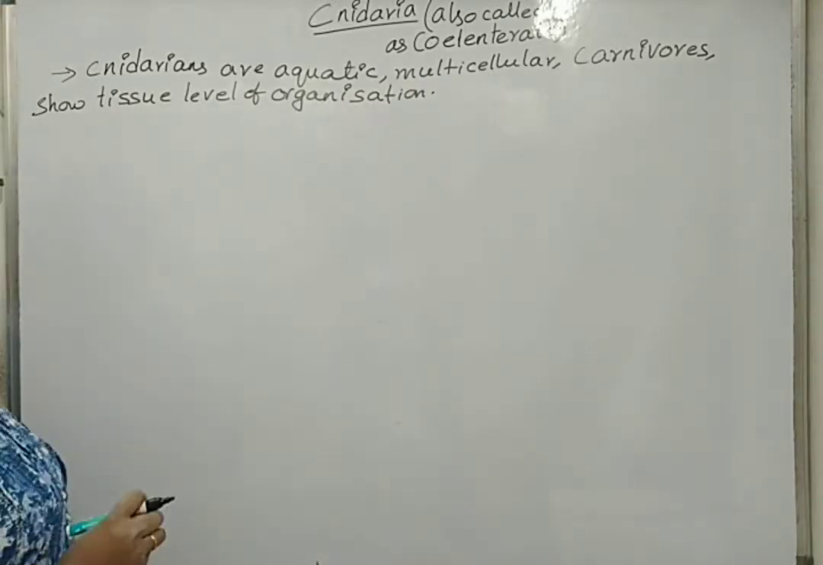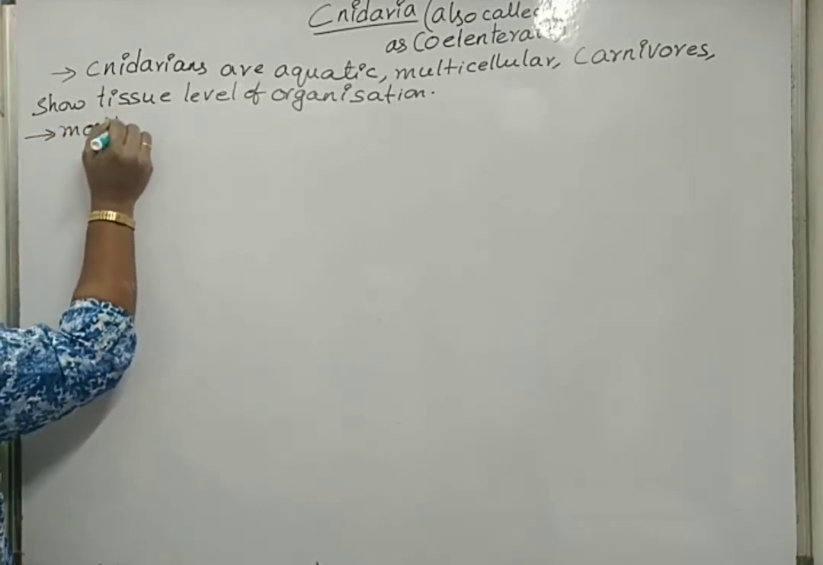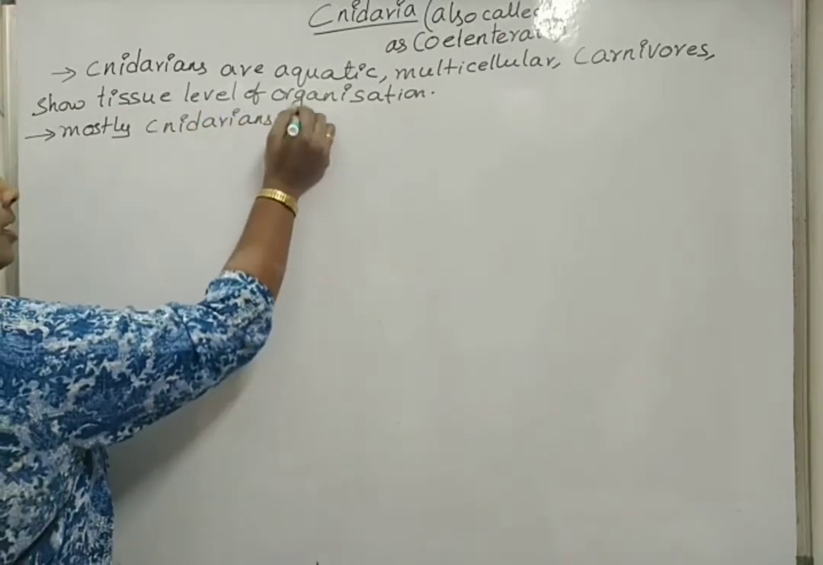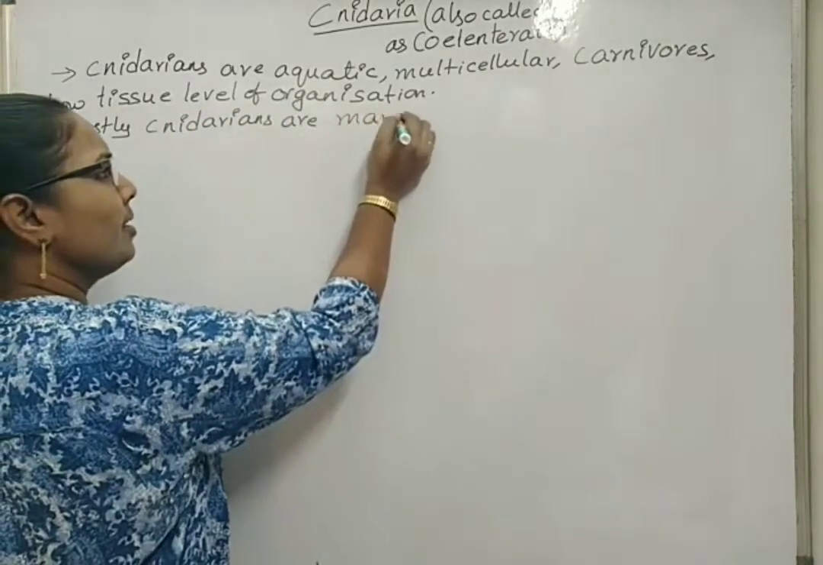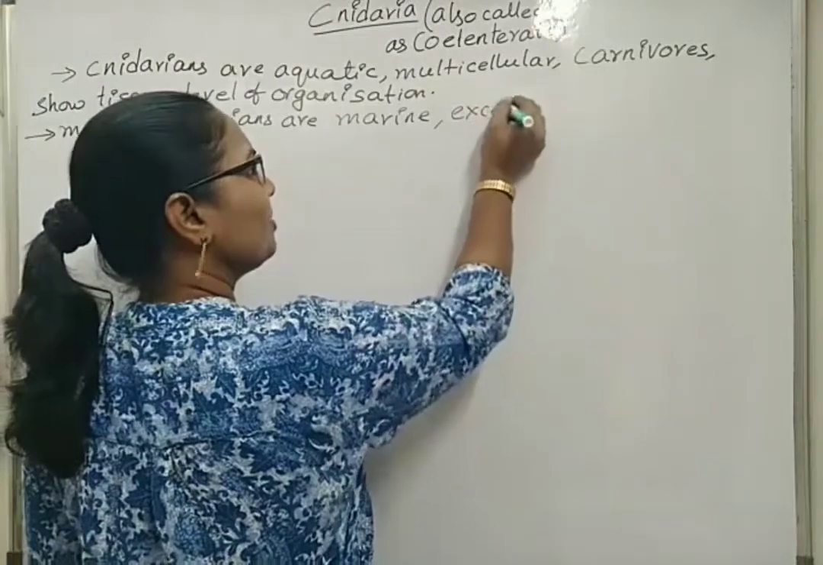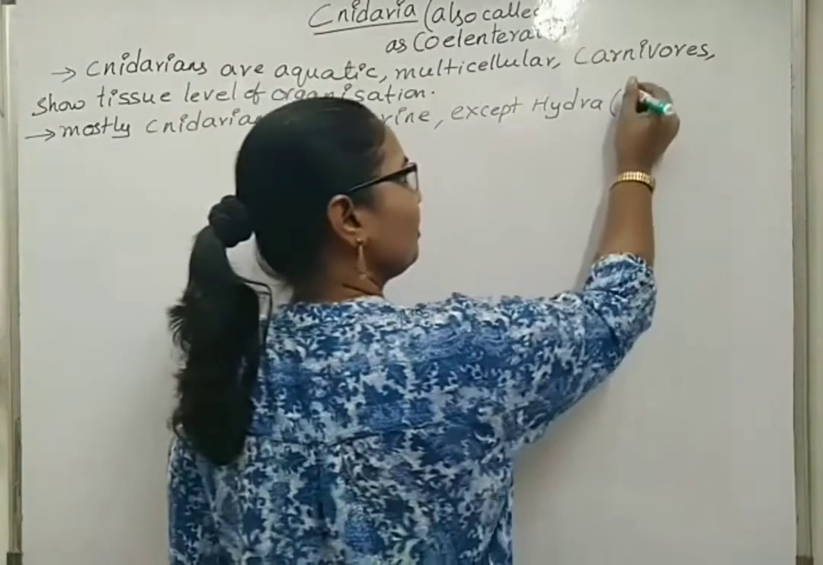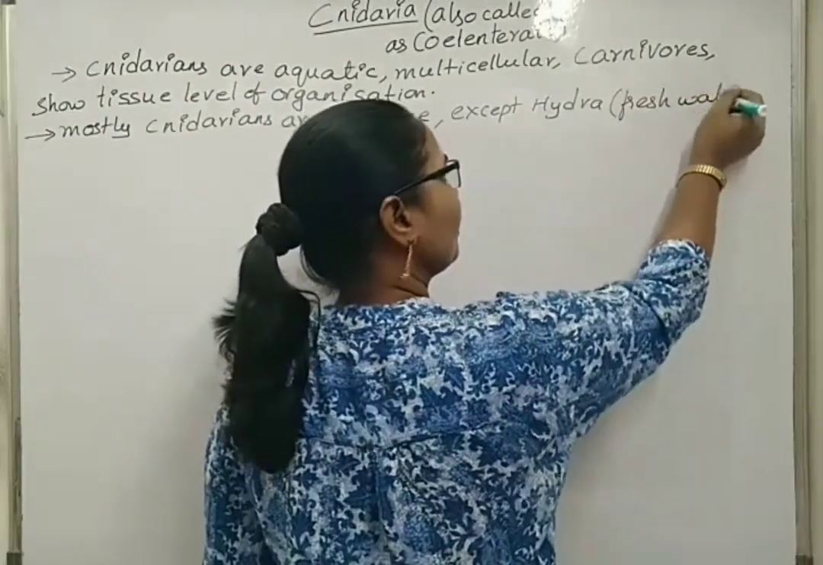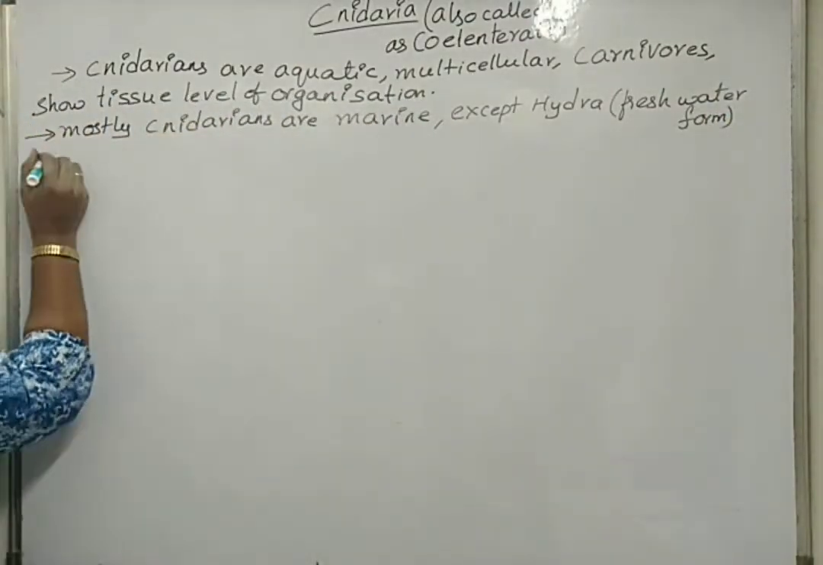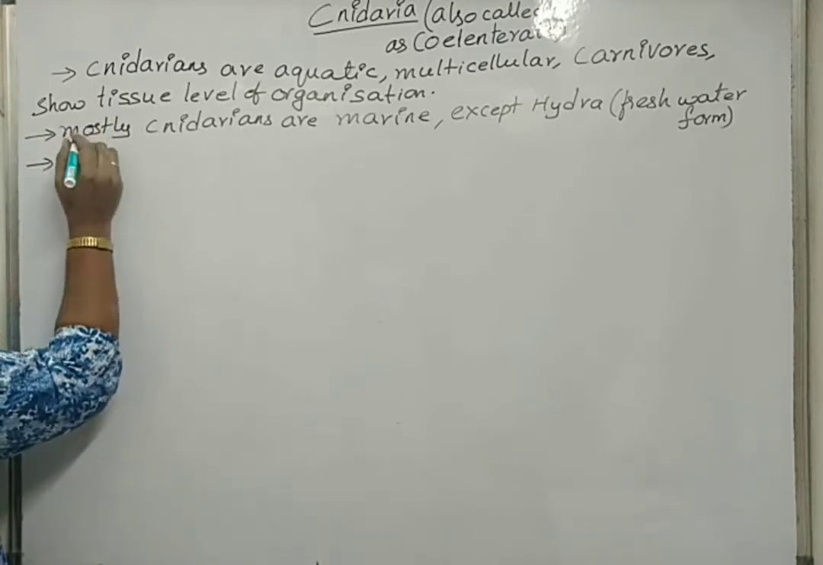These organisms exhibit a radial symmetry and mostly are marine. Mostly Cnidarians are marine. There is one exception, that is Hydra. Except Hydra. Hydra is considered as freshwater Cnidarian. Freshwater form. Cnidarians exhibit a radial type of symmetry.